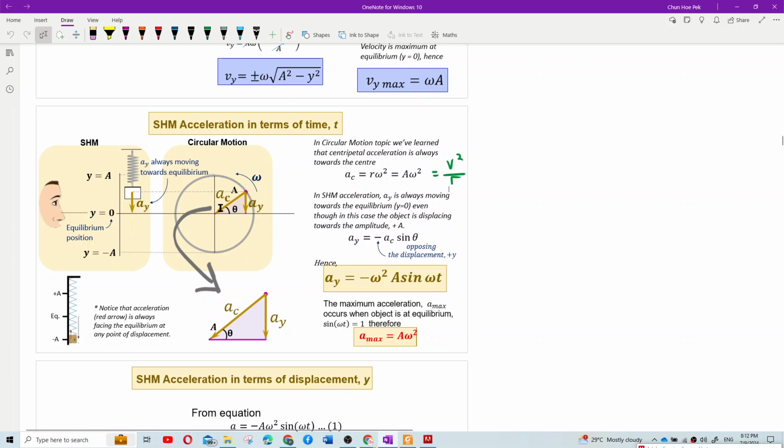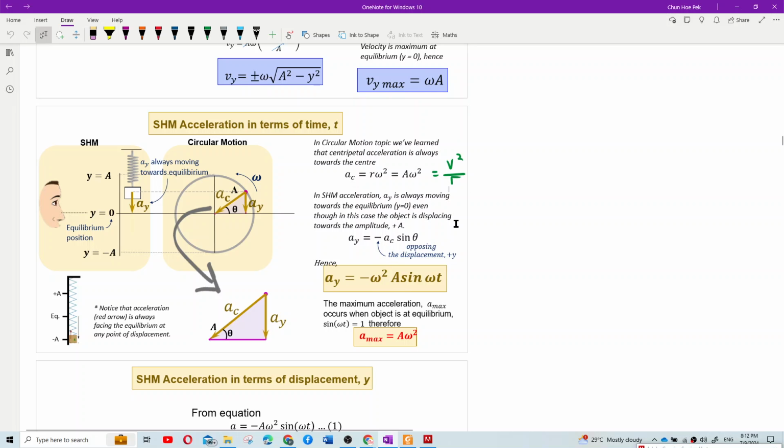Because it's going downward, opposing the displacement, that's why I got a negative sign. So AC sine theta, or A omega square sine theta, because we want the Y component, not the cos theta. Cos theta is the X component AX. We want the AY, so it is sine theta instead of cos theta. Negative because it's opposite the displacement. Or we can use sine theta as sine omega t, and AC is A omega square.